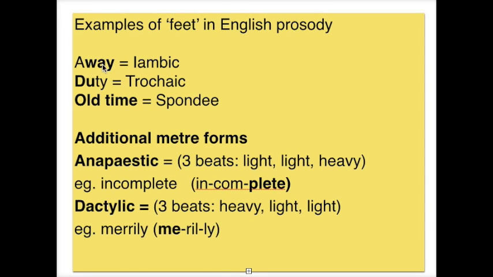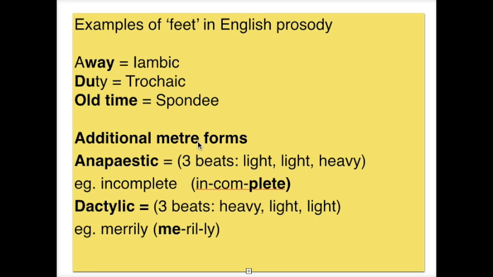So these are examples here of poetic feet naturally occurring in our language. So away, 2 syllables, we stress the second one, it's iambic, we don't stress the first syllable. Duty is a trochaic word because it has a natural stress on the first syllable and not on the second, and something like old time would be a sponde.